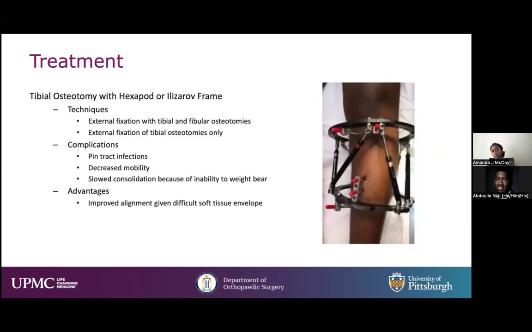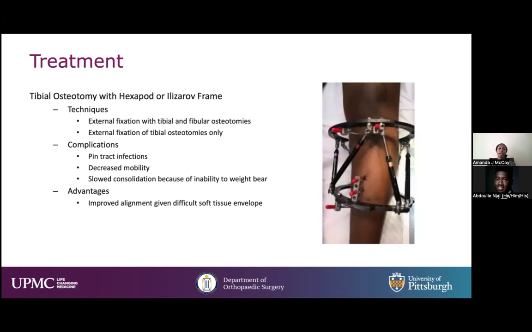Another way that I typically treat this is with a hexapod or an Ilizarov frame. So a hexapod frame is the overall terminology for the circular frames that use struts. Initially, it was the Taylor spatial frame, but when the Taylor spatial frame came off patent, I think about 2014, then other companies developed their own frames. And so there's probably about 5 or 6 available. And so that's why I use the term hexapod frame as opposed to Taylor spatial frame, because now it's a generic term.